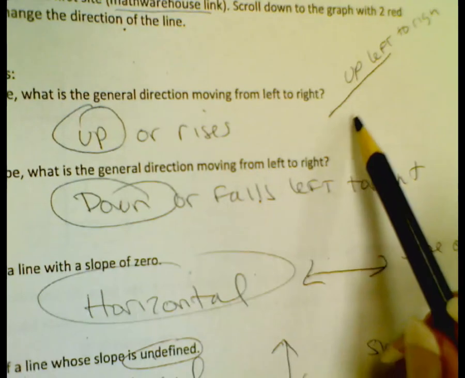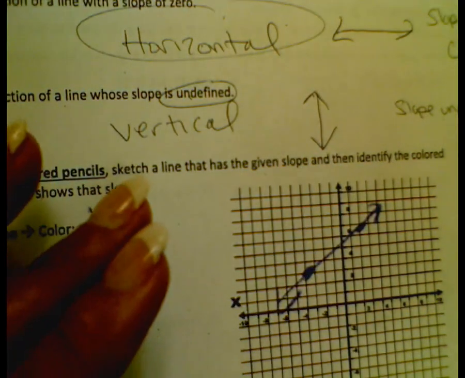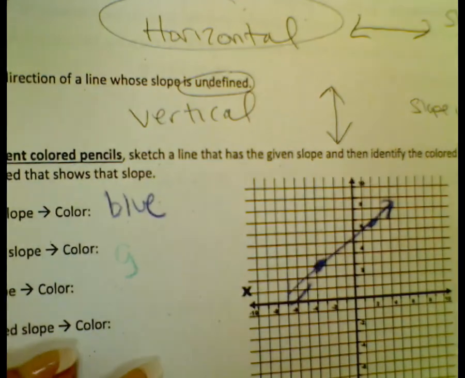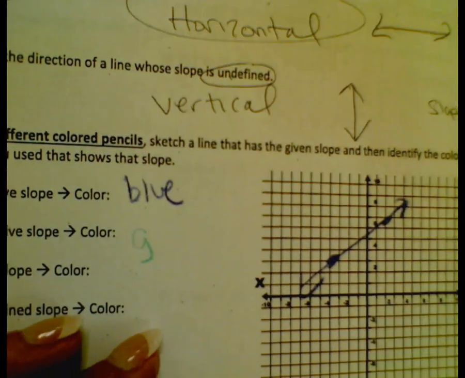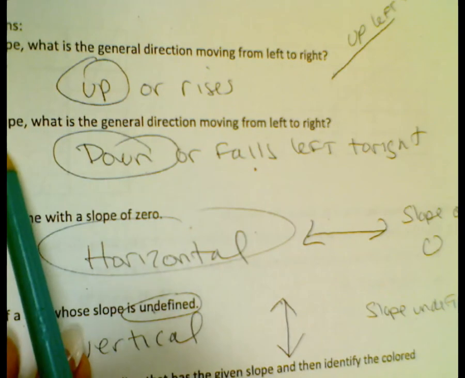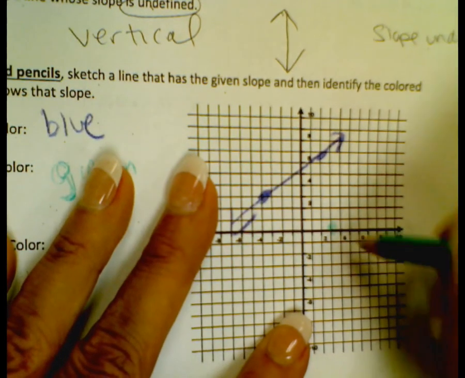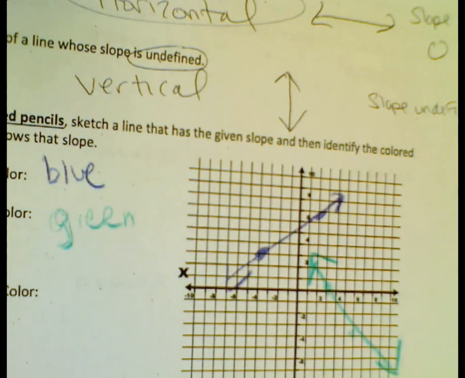See how I made myself a little note up here? Positive slopes go up, left to right. So in green, okay, I can't even see that. I'm going to do red. Sorry, green. Green, negative slope. So let me go look at my notes. Negative slope goes down, falls left to right. I didn't draw that, but it should look like that. Okay, so anywhere on the graph, just pick 2 points. Pick 2 points, draw a line through them, and that's a negative slope.